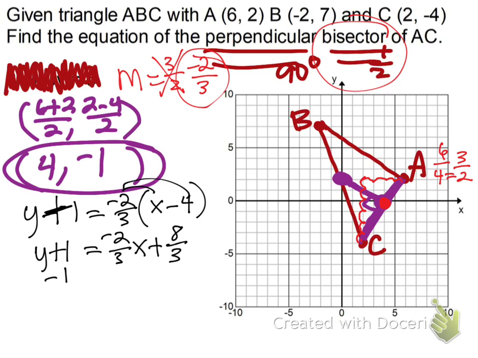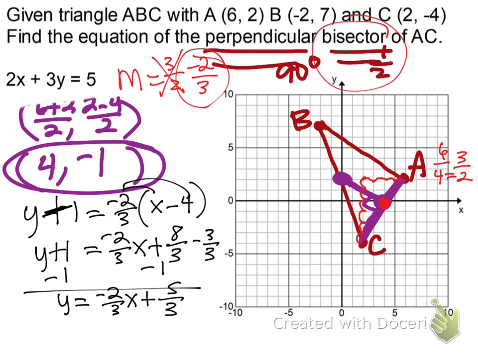Now I'm going to subtract 1. So I have y equals negative 2 over 3x, and if I do 8/3 minus 1, that's like 8/3 minus 3 over 3, so that's plus 5 over 3. This is what my answer would be if they asked for slope-intercept. If you look at what I crossed out up here, this is the answer in standard form. If I wanted to get this in standard form, I just move my x to the other side. So that would be 2/3 x plus y equals 5/3.